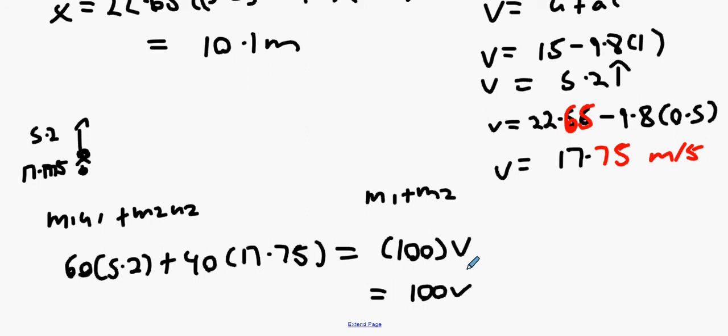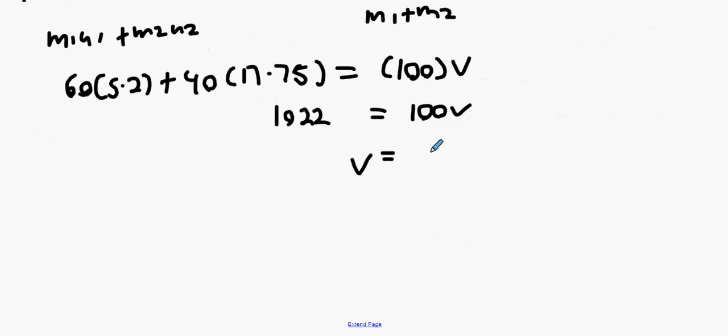So 60 by 5.2 plus 40 times 17.75. I got 1022, which means a v value of 10.22. So the combined mass is going up at 10.22, on its way up. Okay.